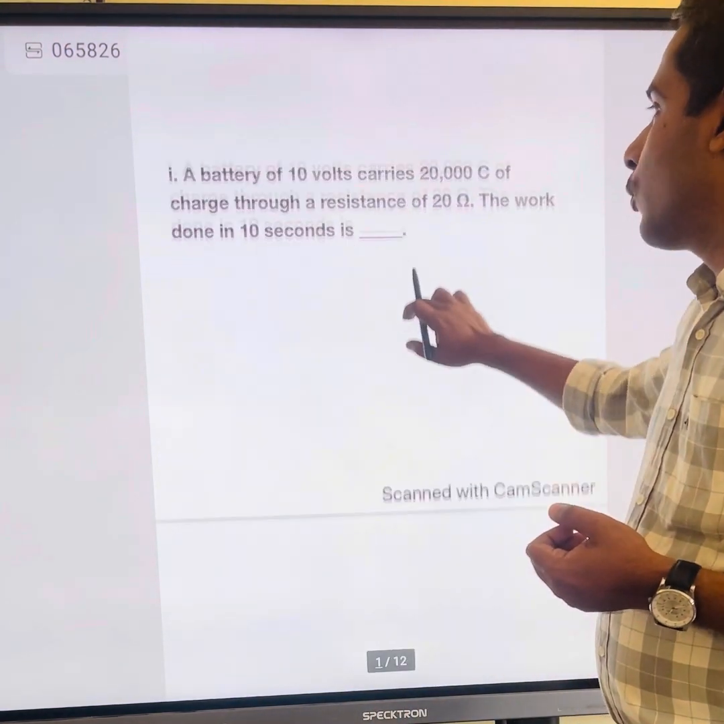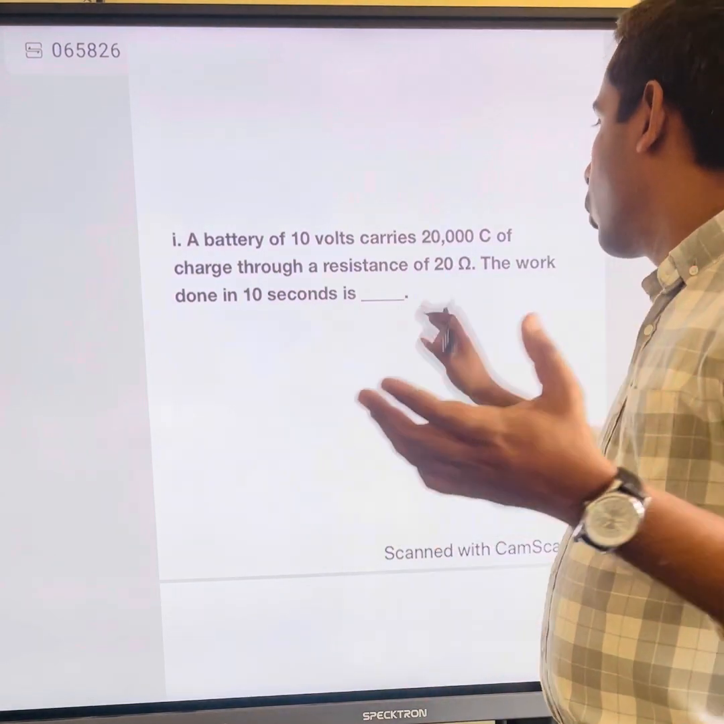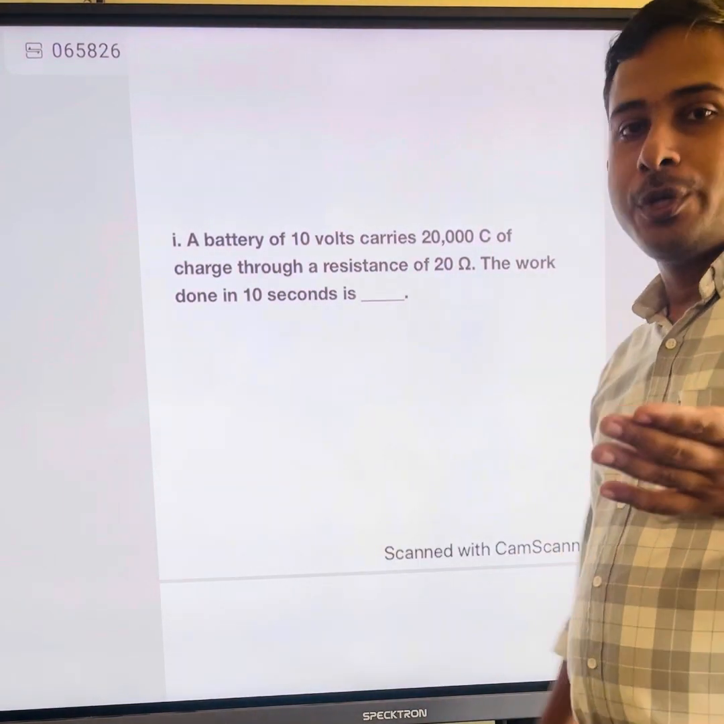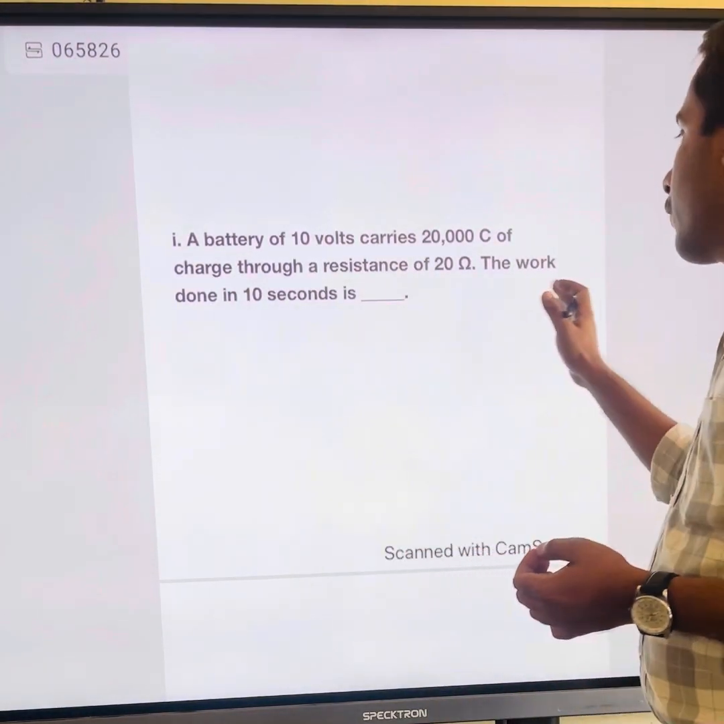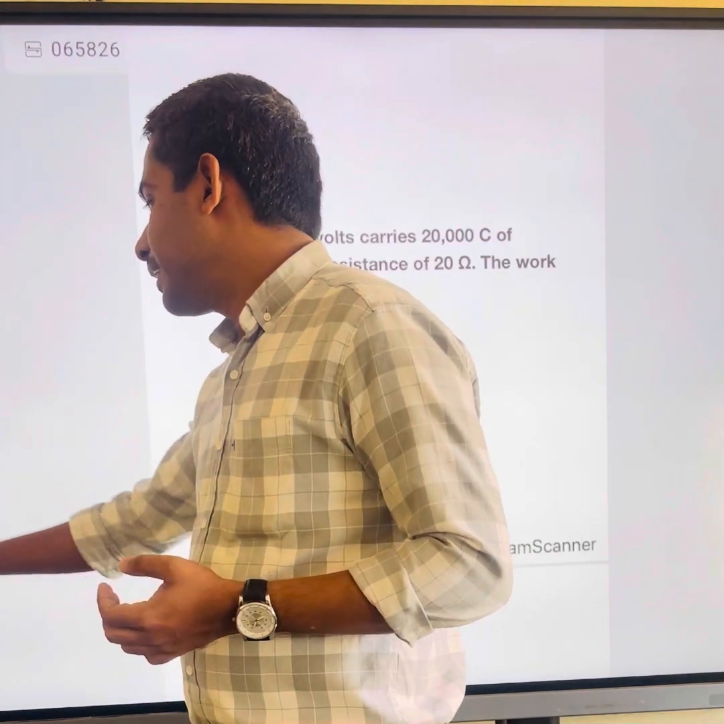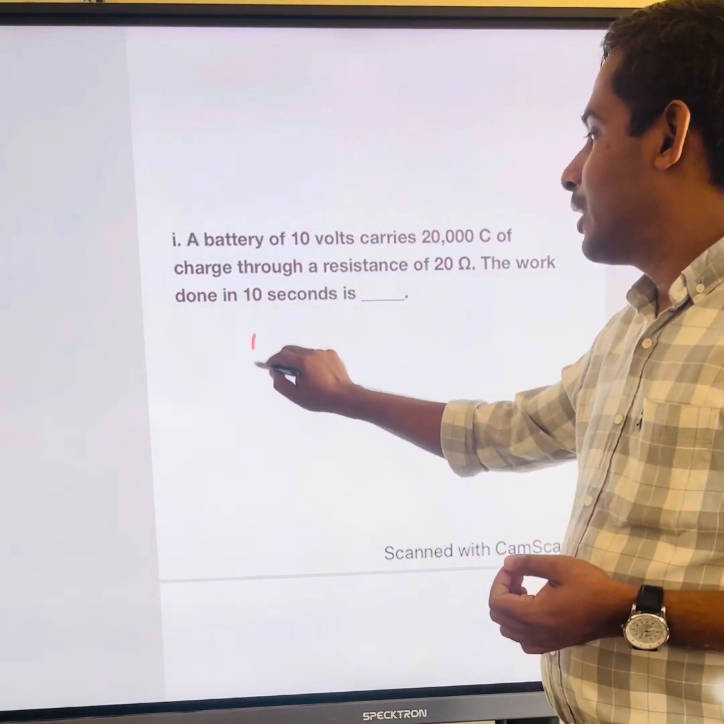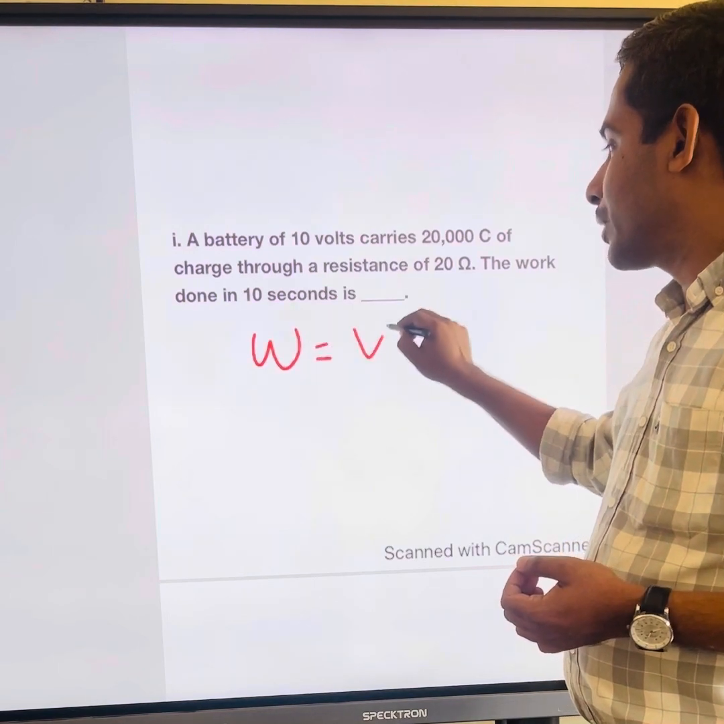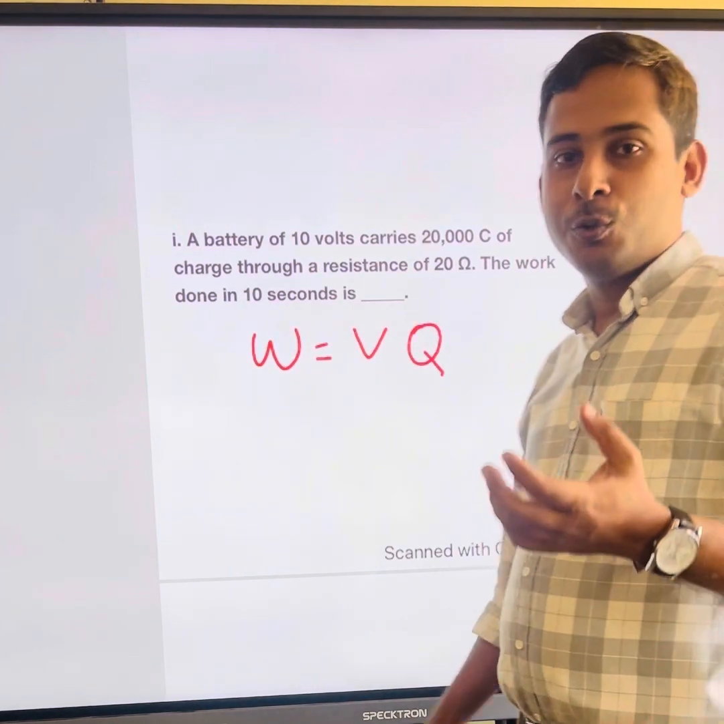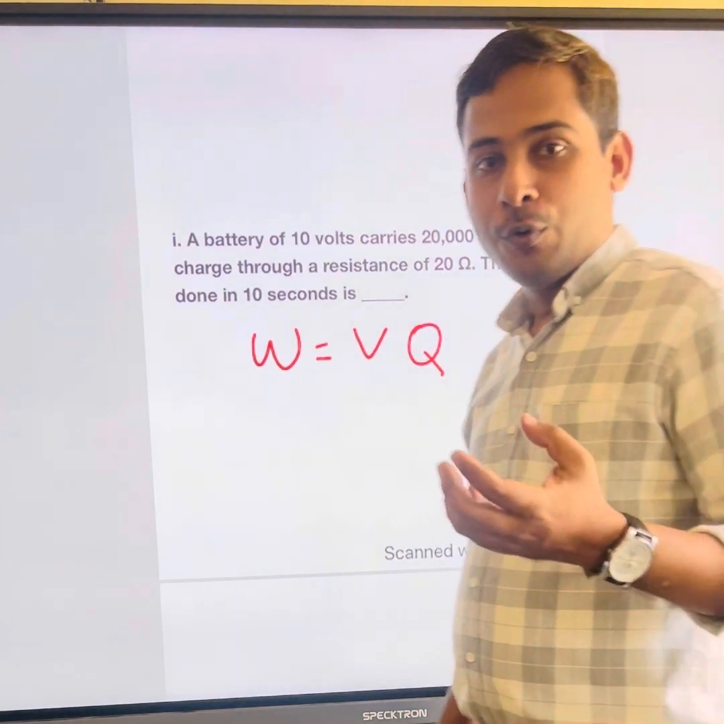In a battery of 10 volts carrying 20,000 coulomb of charge through a resistance of 20 ohm, the work done in 10 seconds. So work done ആണ് നമ്മളോട് ക്വസ്റ്റ്യൻ ചോദിച്ചിട്ടുള്ളത്. സോ ഇക്വേഷൻ വർക്ക് ഡൺ ഈക്വൽ ടു നമുക്ക് എങ്ങനെ എഴുതാം? V into Q എന്ന് എഴുതാം. റൈറ്റ്, we have W equal to VQ.